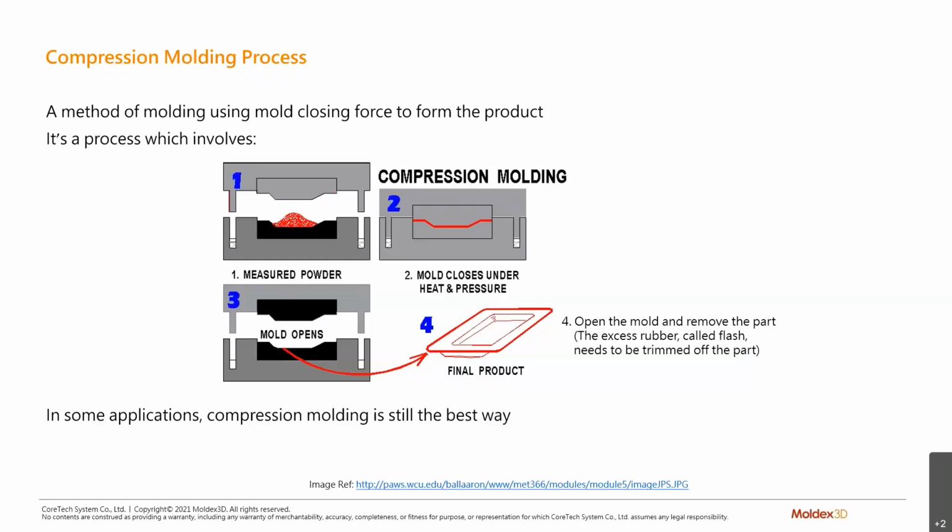So the compression molding process is a method of molding using the mold closing force to form the product. Basically, the process involves, first, in the open stage, we put the material. It could be pellets, blocks, or bolts, different kinds of material. Then we close the mold and use this closing force to form the part. Then we open the mold and take out the part.